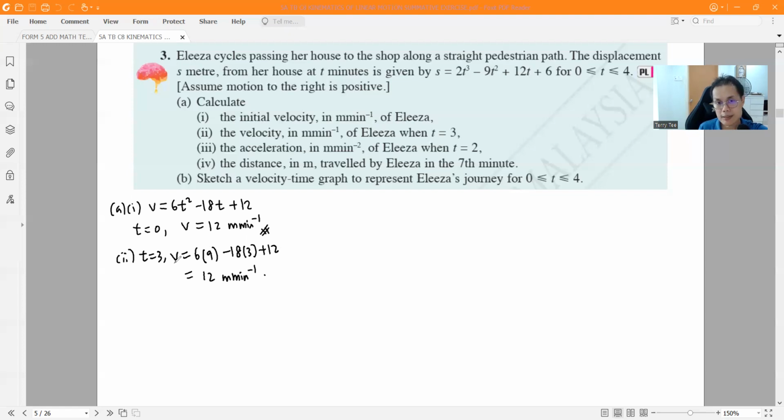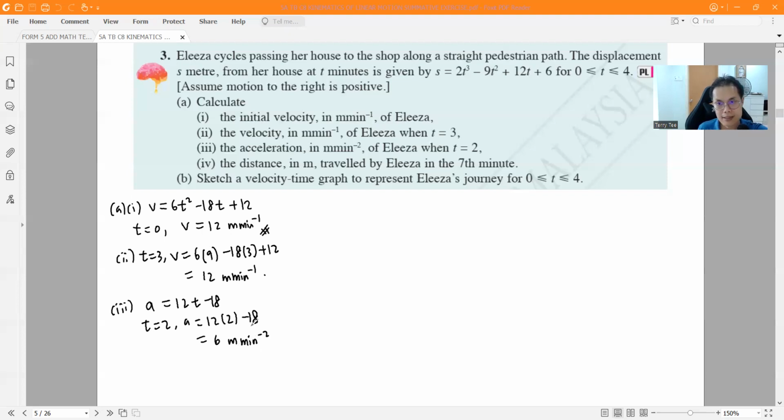Okay, now the next thing is to calculate the acceleration when t is 2. Well, to find acceleration, I need to differentiate my velocity. When I differentiate this, I get 12t minus 18. When t is 2, my acceleration is 12 times 2 minus 18. 24 minus 18 is just 6. And we write meters per minute squared.